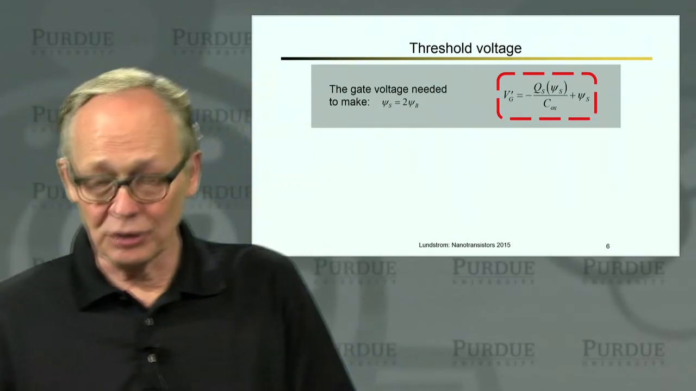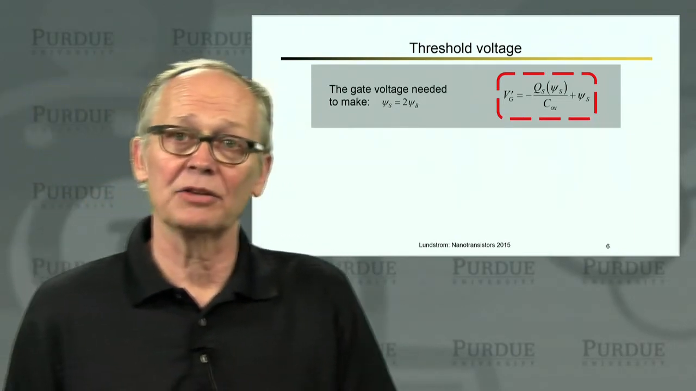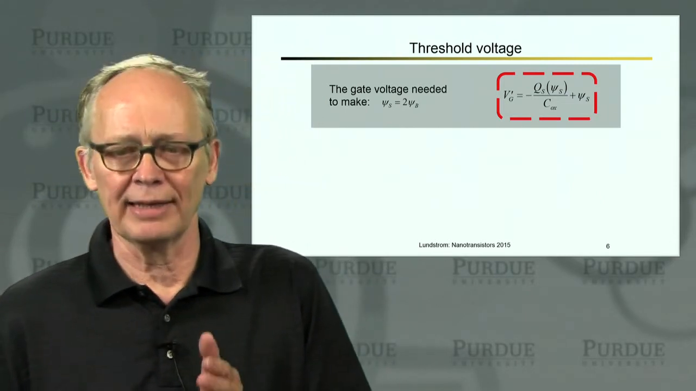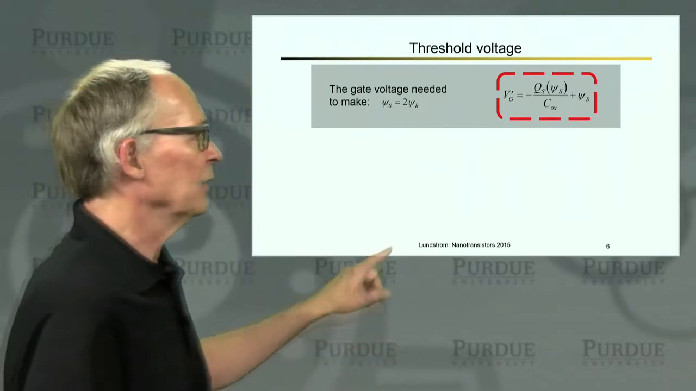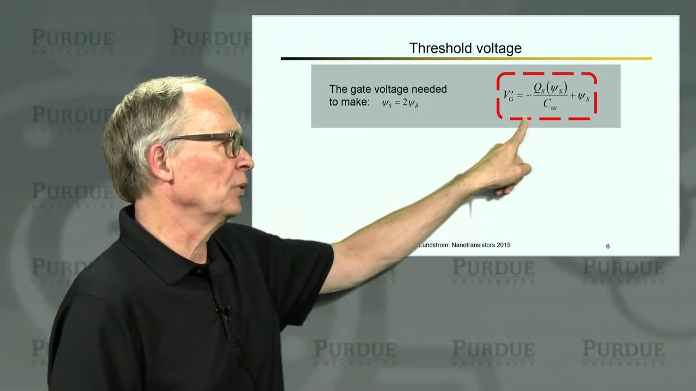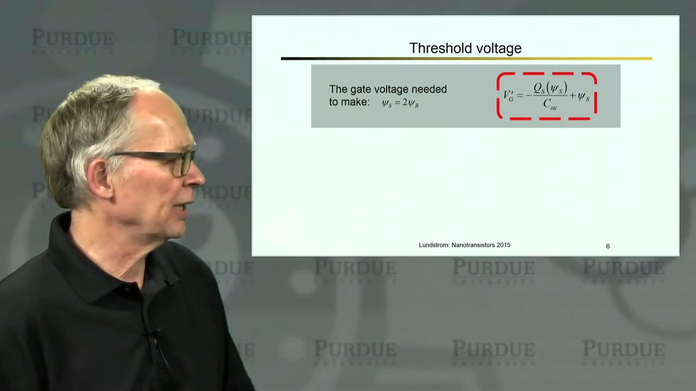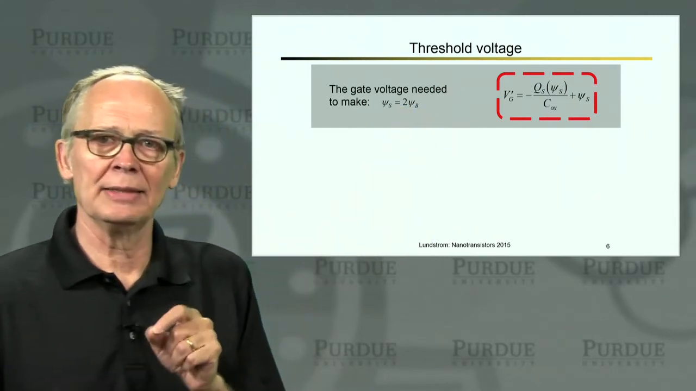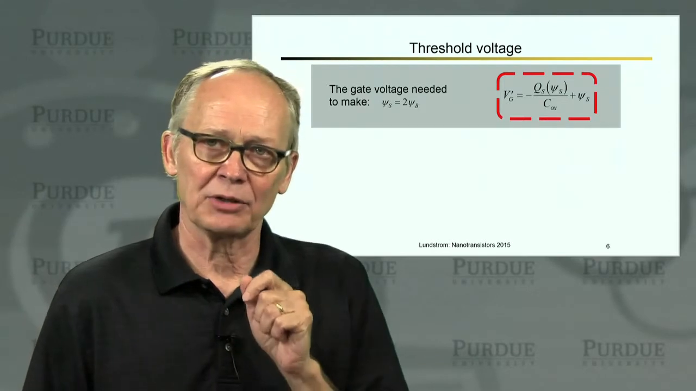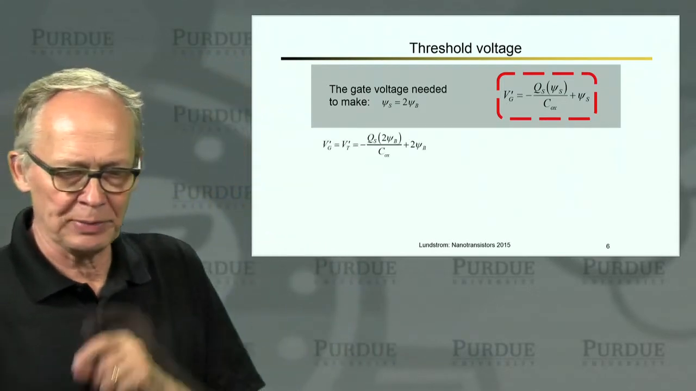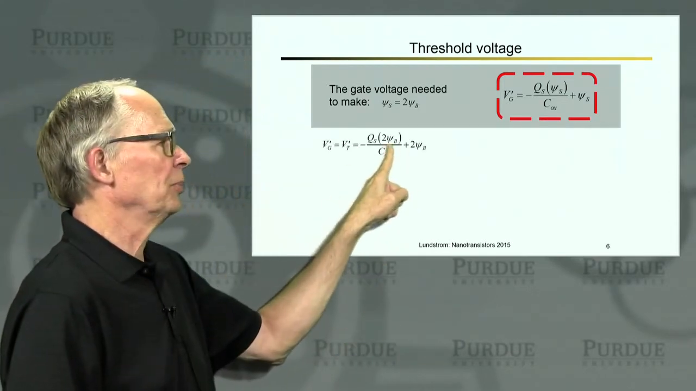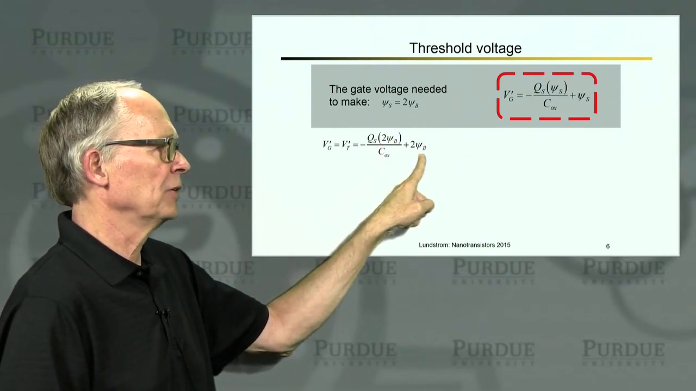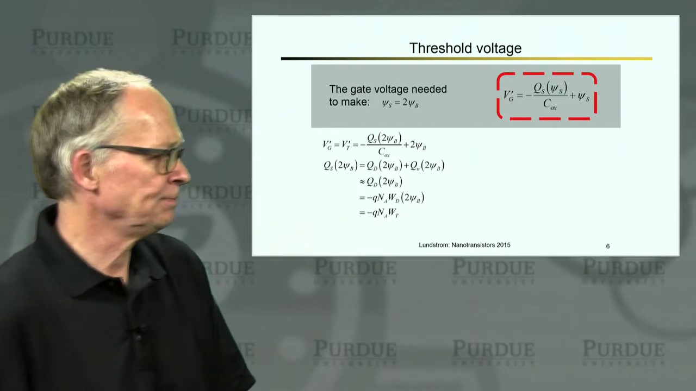Now, we can use this information to calculate the threshold voltage of a transistor. How much voltage does it take to create that inversion layer? So we'll begin with our relation between the gate voltage and the surface potential. When we have a surface potential of 2 times psi b, we're at the critical value and an inversion layer is beginning to form. So we'll simply evaluate the charge in the semiconductor at 2 psi b. The surface potential is 2 psi b.